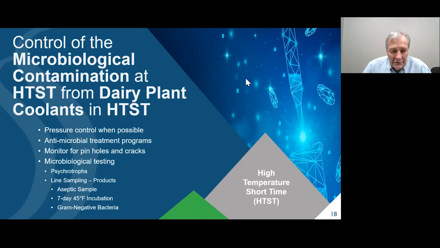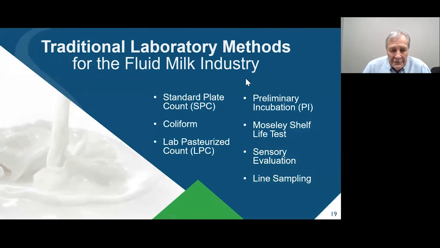But the other thing is we're always looking for gram-negative bacteria. If we take a line sample right at the high temperature short time, and we find gram-negative bacteria, we know we have an issue with our high temperature short time, and we need to take action, either replacing the plates or at least identifying those that are defective. A little bit about traditional laboratory methods: the standard plate count, coliform counts, lab pasteurized counts, preliminary incubation counts, the Mosley keeping quality test, sensory evaluation, and line sampling. Of all these traditional methods, only line sampling can be used to identify sources of contamination after the pasteurizer.